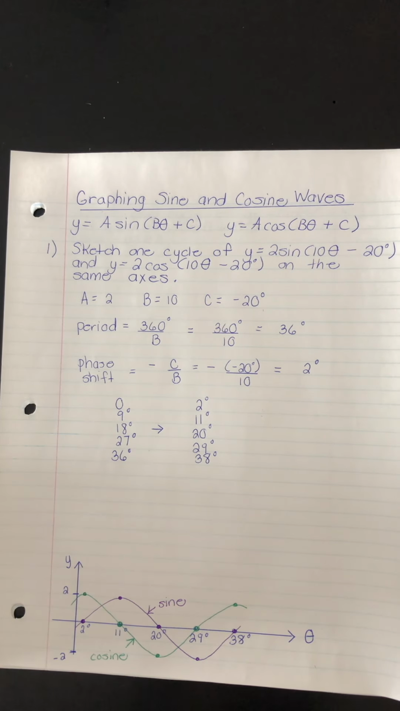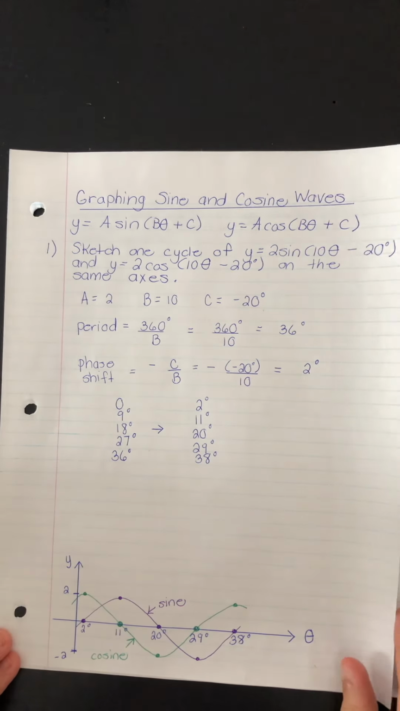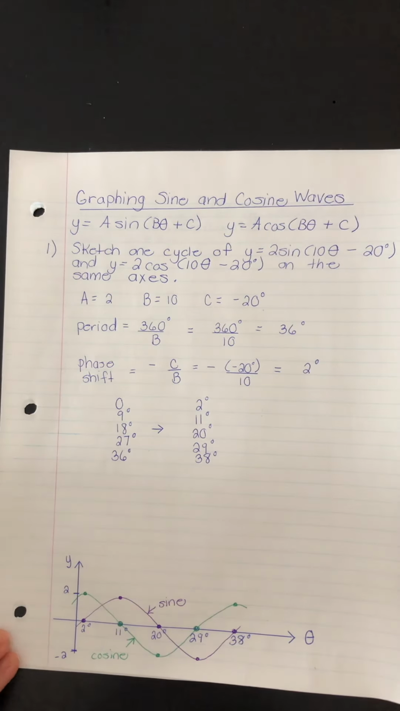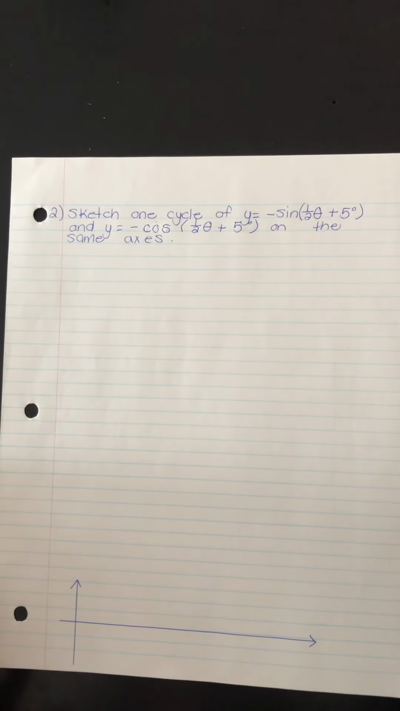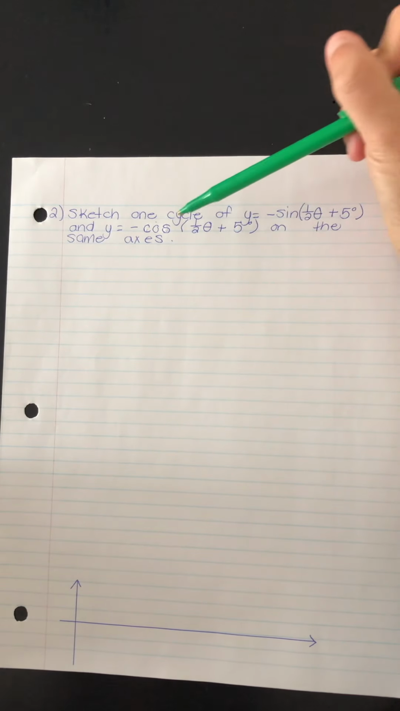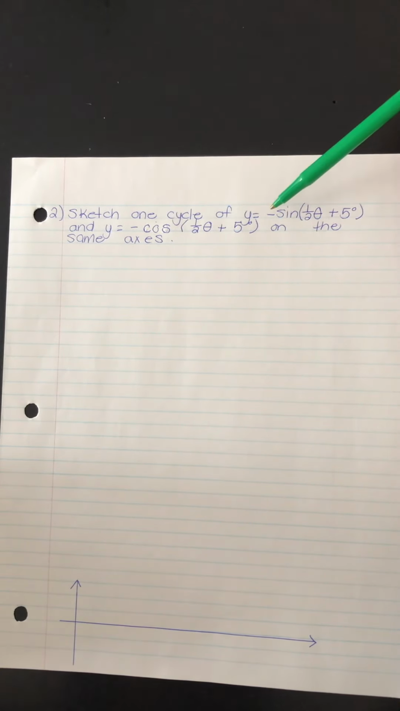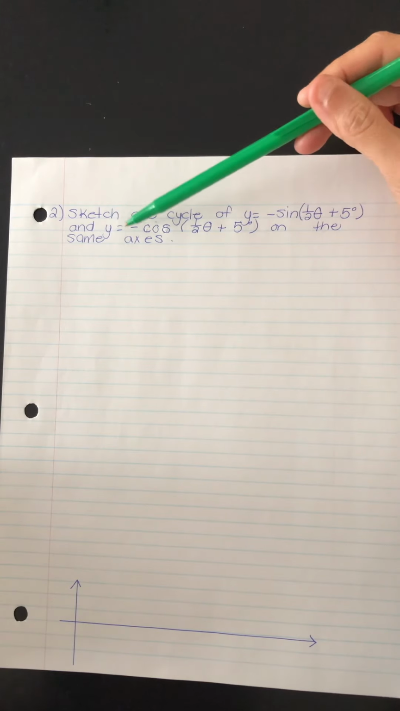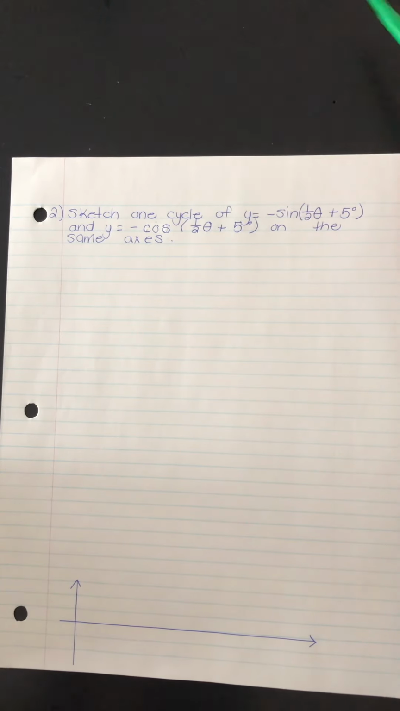Great, so what I'd like to do now is a second example. We'll put that one aside. Hopefully you can see that well. Let me take a look at the camera. Think you're okay? Okay, let's do a second one. So exactly the same objective. We're going to sketch both the sine and the cosine wave. The equation is negative sine 1/2 theta plus 5 degrees, or negative cosine 1/2 theta plus 5 degrees.